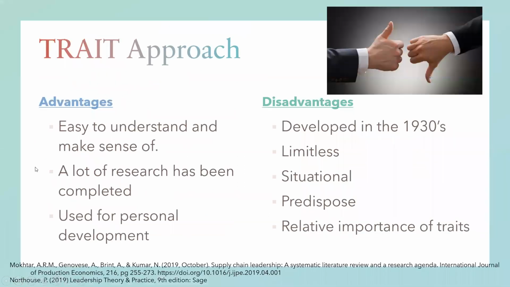So when you're looking at the trait approach, one of the advantages is that it is easy to understand. When you see a good leader, you can quickly identify them by their traits. When you see their honesty, intelligence, and confidence, you naturally want to follow their lead. The majority of the time, followers want to be able to identify their leaders as being superior.